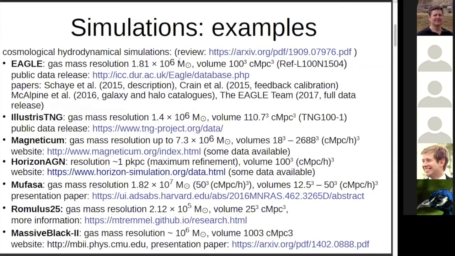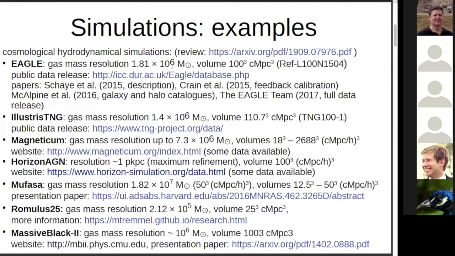This slide is mainly for you to look up afterwards and look at all the links. Basically, if we have a general set of cosmological hydrodynamical simulations, there are review papers available for these things, and there are a lot of different simulations out there. I'm going to be talking about Eagle because that's the one I work with, so that's the one I know.